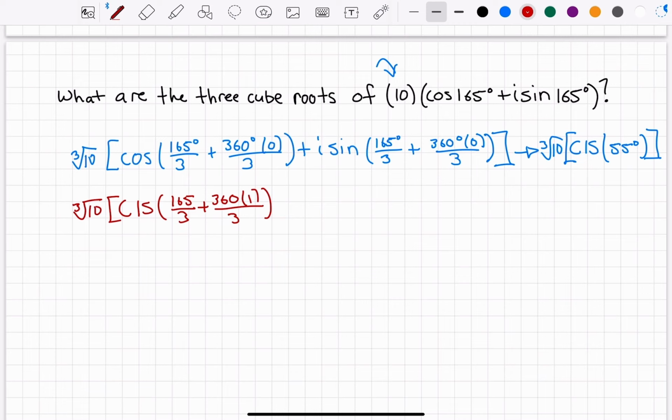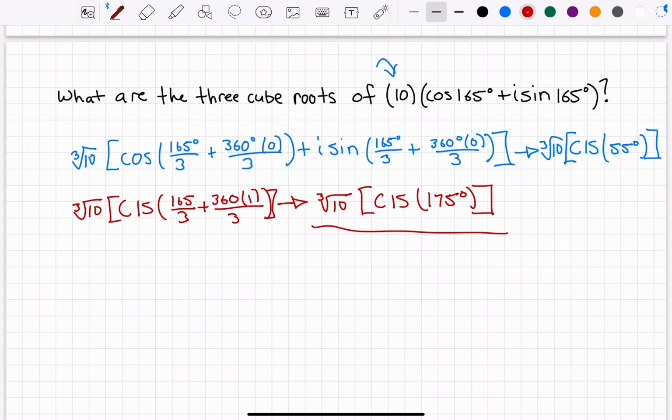We're going to consider it in our arithmetic here, and that should simplify to the cubed root of 10 CIS, and then with a little bit of arithmetic, you will see that that comes out to be 175 degrees. And that is going to represent our second root.